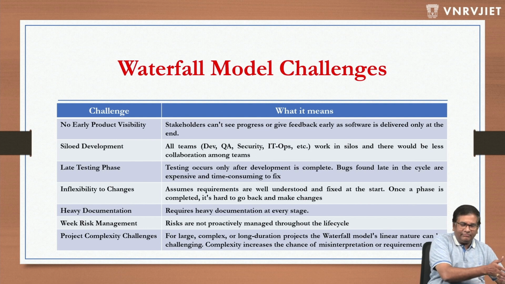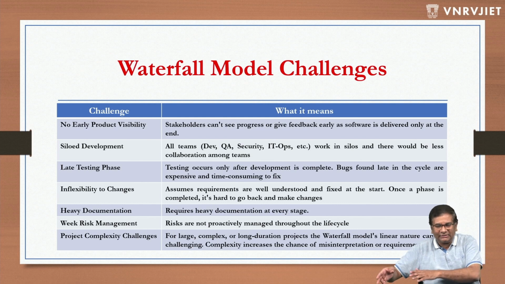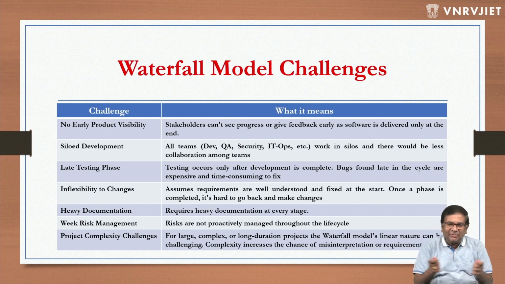The second thing is siloed development. Dev does their job by themselves, QA does their job. Similarly, once QA is done, the security team will come into the picture, then the IT ops team will come into the picture. Like that, everybody does their job independently. The communication across all these teams is not much. They work in silos. There is less collaboration and communication.